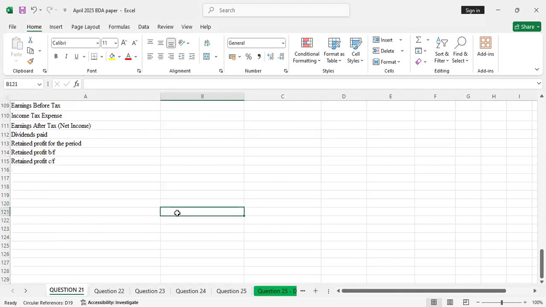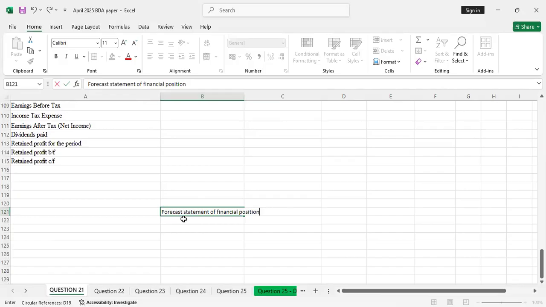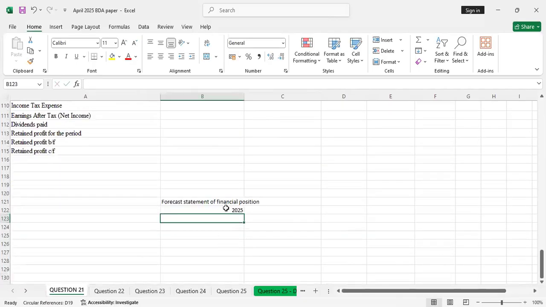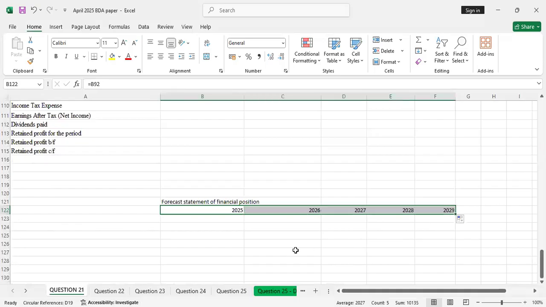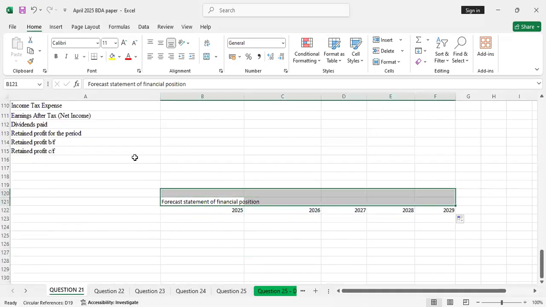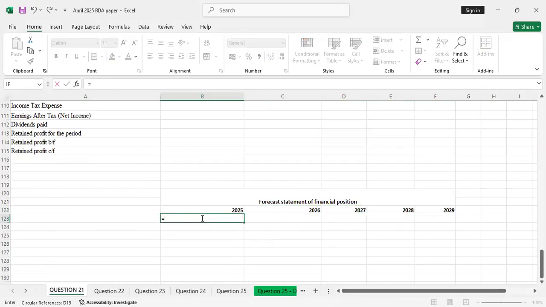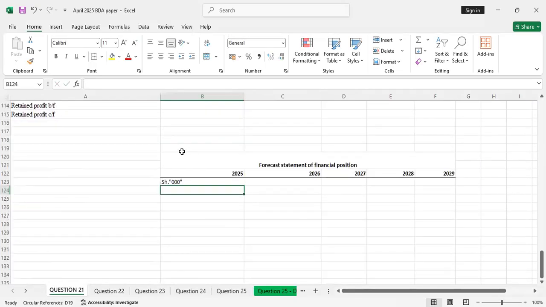So I'll do the same for the forecast statement of financial position. It starts from also 2025. But here, just copy that, then drag all the way to 2029. Then I'll highlight that, bold it, then merge and center. Then I'll also bold that and create the bottom border. The shillings are also in thousands, so just come up here, copy that, then drag. From there you drag, it will capture everything.